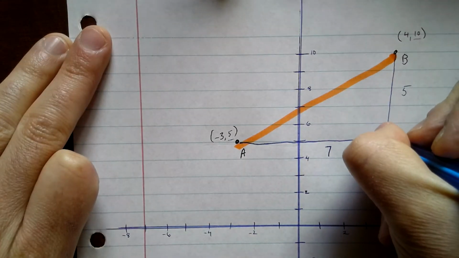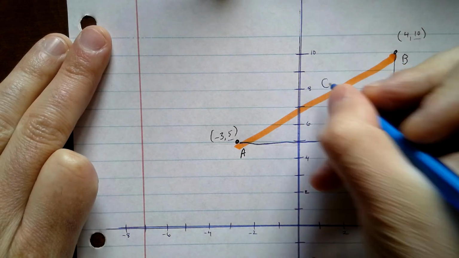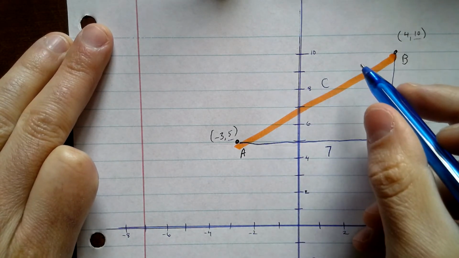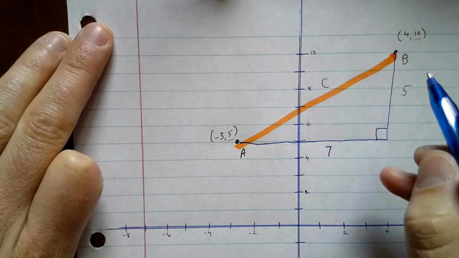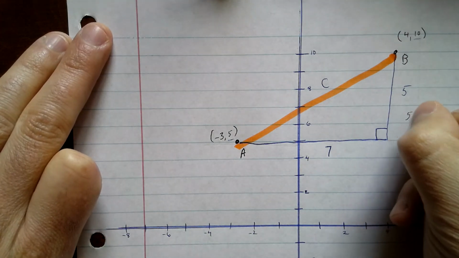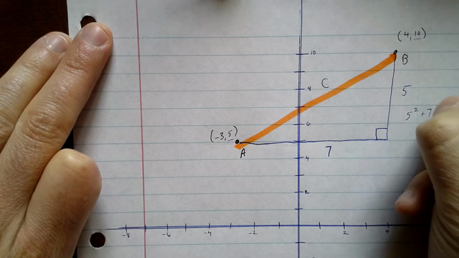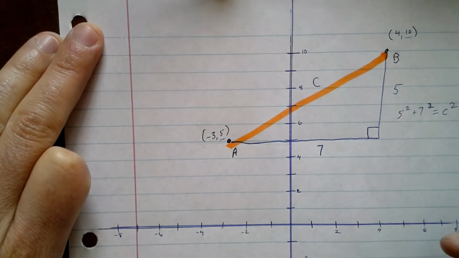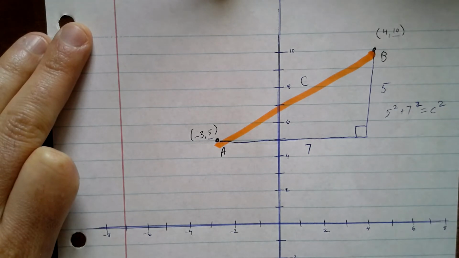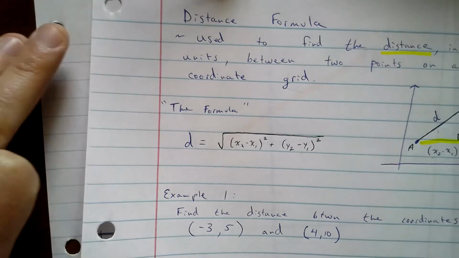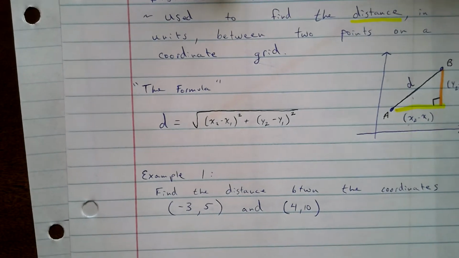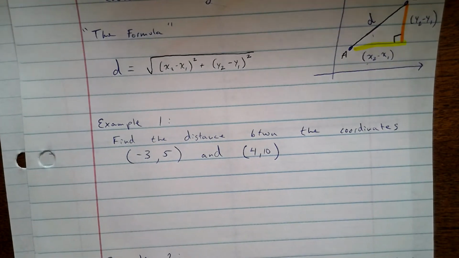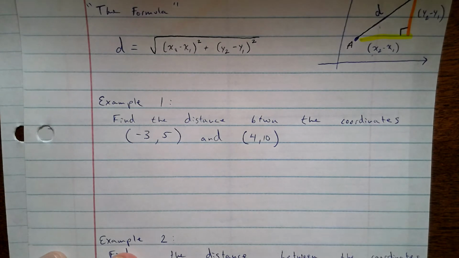So in essence, what we're looking for is the hypotenuse of this triangle. We're looking for C to represent distance. Now, this is only one way to do it. We could write this out and go 5 squared plus 7 squared equals C squared and solve the problem. That's one way to do it. The other way is to plug numbers directly into this formula and work from there. You should get the same result.